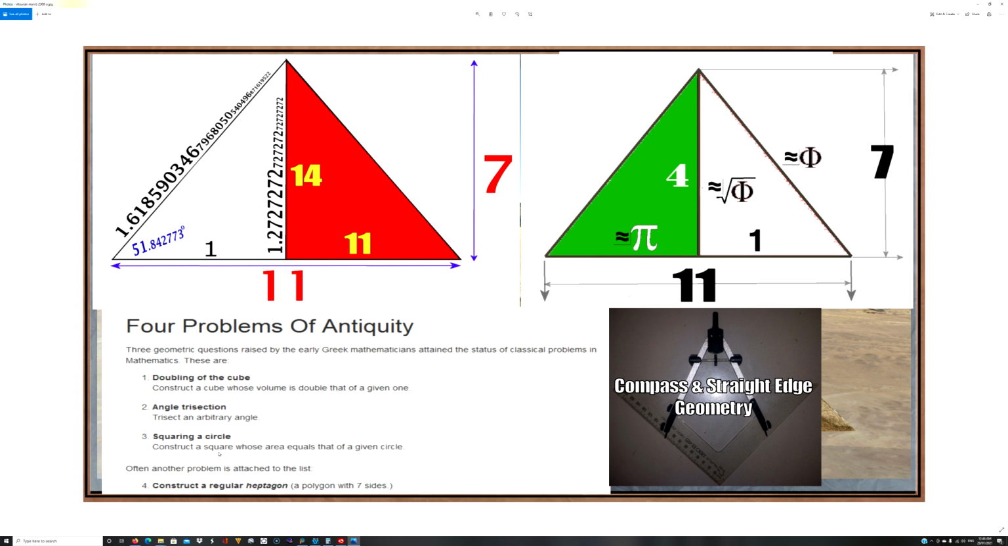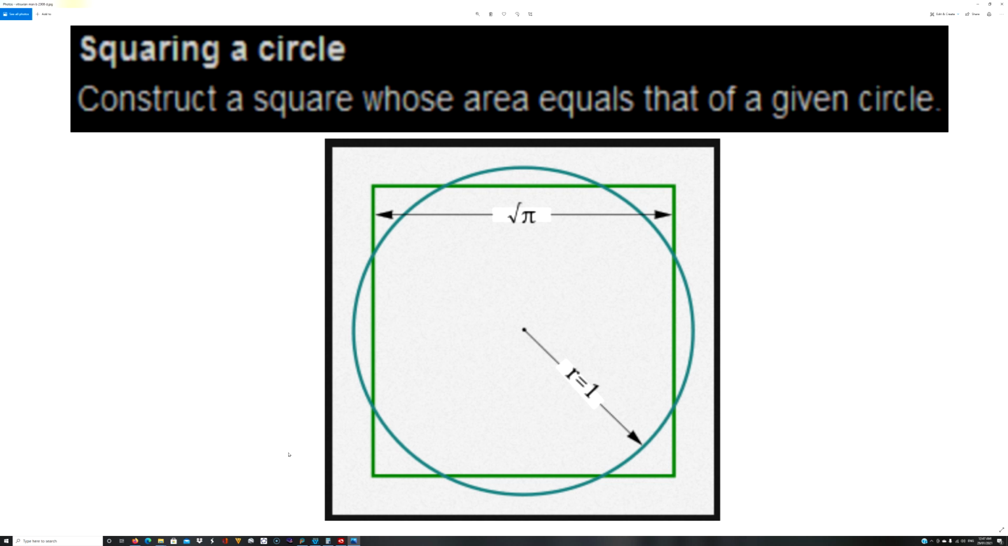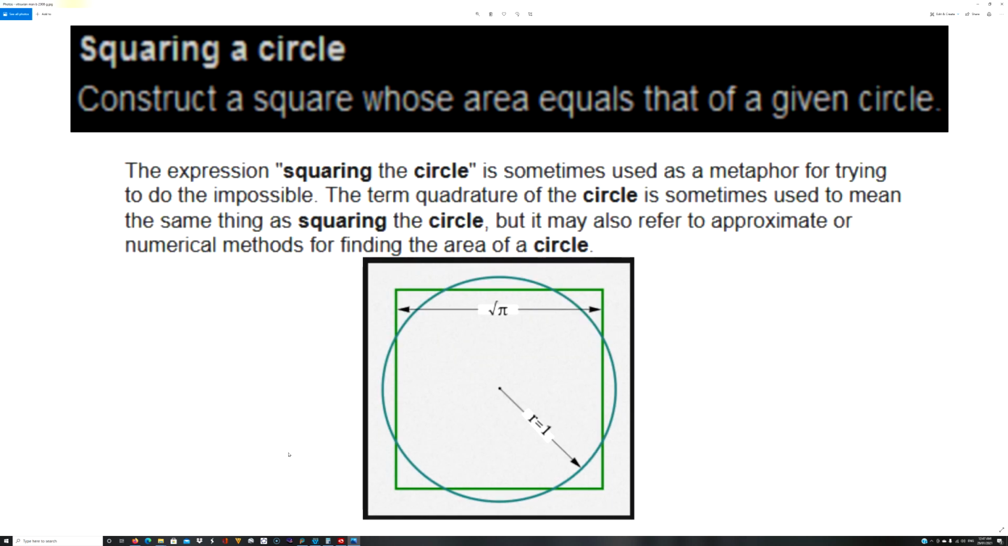And now squaring a circle. Now that's another one. So along with doubling the cube and constructing a regular heptagon, which we could get very, very good approximates by what's in the Great Pyramid. Let's look at squaring a circle. It's to construct a circle whose area is equal to that of a given circle. Now that's the proper squaring a circle.